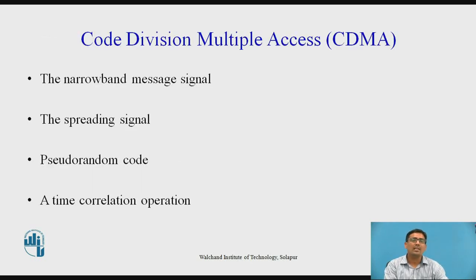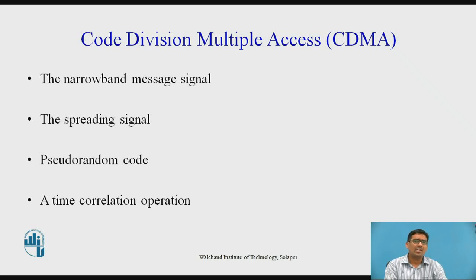Now we want to see CDMA, that is code division multiple access. In a code division multiple access, that is CDMA system, the narrowband message signal is multiplied by a very large bandwidth signal called the spreading signal. The spreading signal is a pseudo noise code sequence that has a chip rate which is orders of magnitude greater than the data rate of the message. All users in a CDMA system, as shown in figure 1, use the same carrier frequency and may transmit simultaneously.